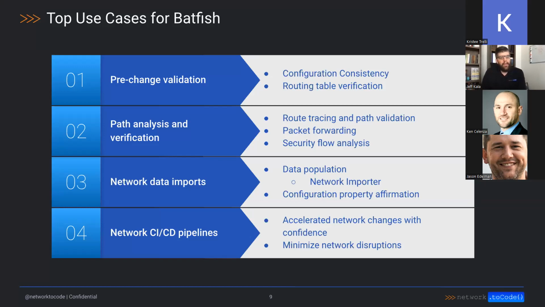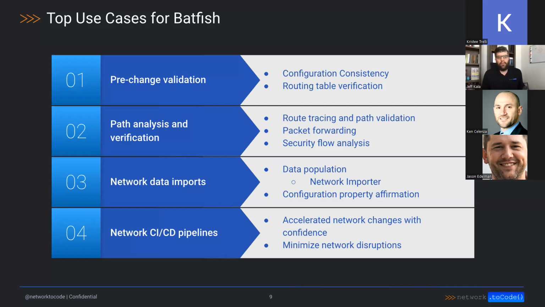The next use case that we talk about is network data imports and data population. So this is a big one, especially when you're starting your network automation journey. You're not sure where you want to start. Maybe you get an Autobot, or you have a source of truth and you want to be able to populate it with an initial data set. Batfish is powerful to be able to pull in some data that you have in your brownfield environment.